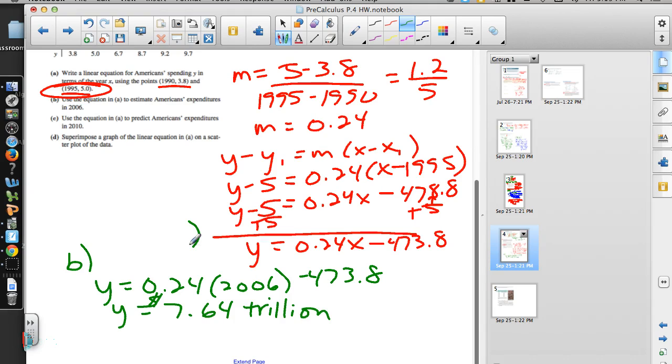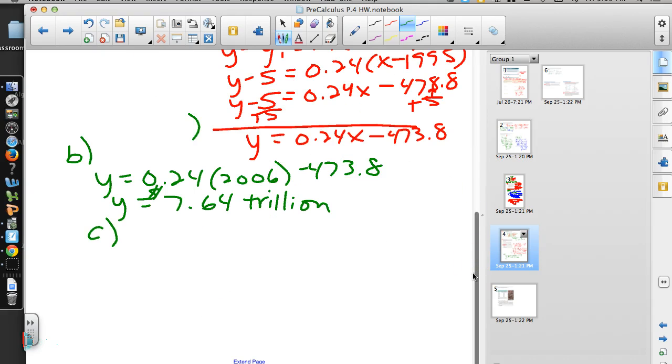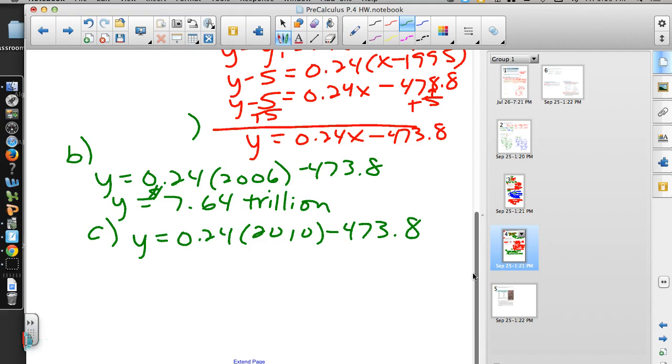All right, part C. Use the equation in A to predict Americans' expenditures in 2010. Okay, this is getting a little old. We're going to put 2010 in for X. A lot of repetition here. 0.24 times 2010, and then we subtract the 473.8. So that will be $8.6 trillion right there.